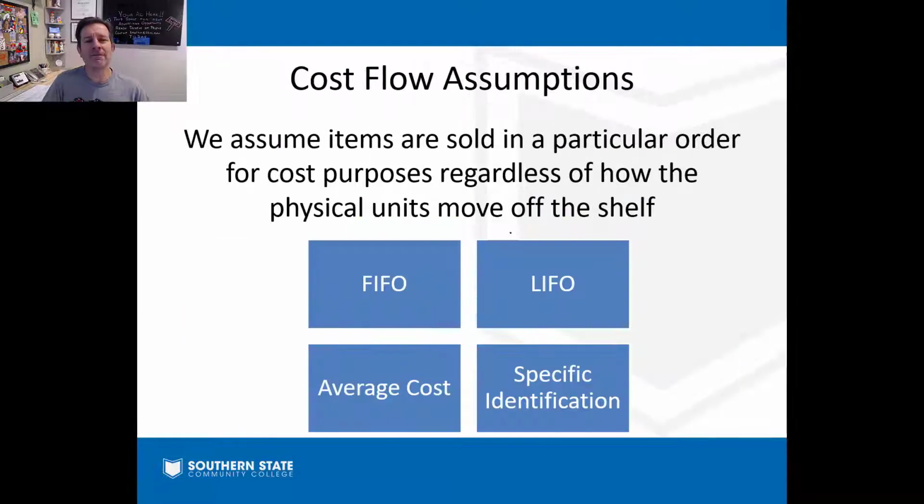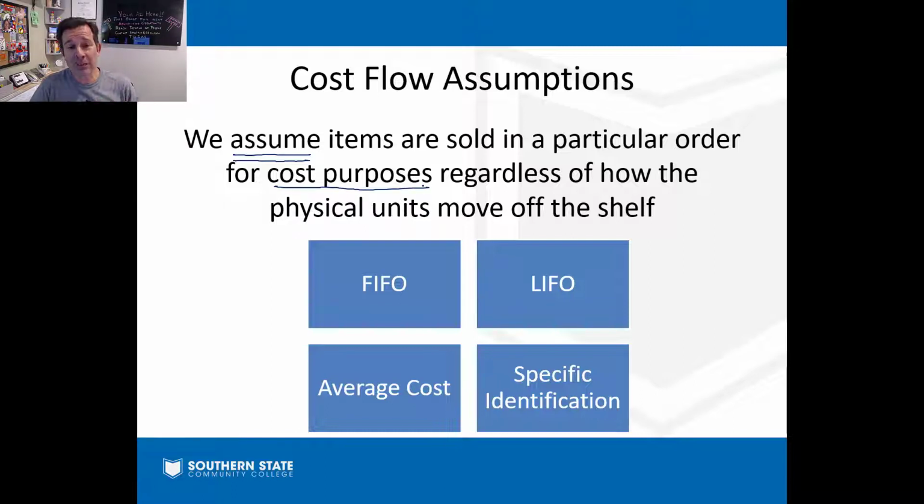So, we have a few different cost flow assumptions that we can use in accounting. And a cost flow assumption, we're assuming, forget the old saying about what you know about assuming, we have to do it in this case here. We assume items are sold in a particular order, just for cost purposes, regardless of how they really move off the shelf as far as the physical units are concerned. Okay? So this could have been the first one they bought, the third one they bought, the 10th one, who knows? Don't know. We're making an assumption that items are sold in a particular order just for cost purposes.